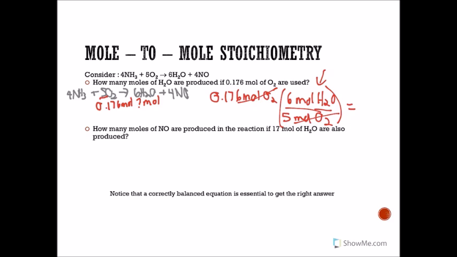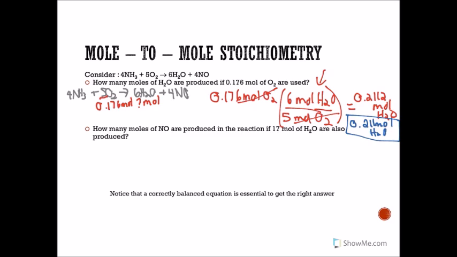So if we work that out on our calculators, 1.76 times 6 divided by 5, we get 0.2112 moles of water, but we need to write that to proper significant figures, so we have 0.21 moles of water as our final answer.